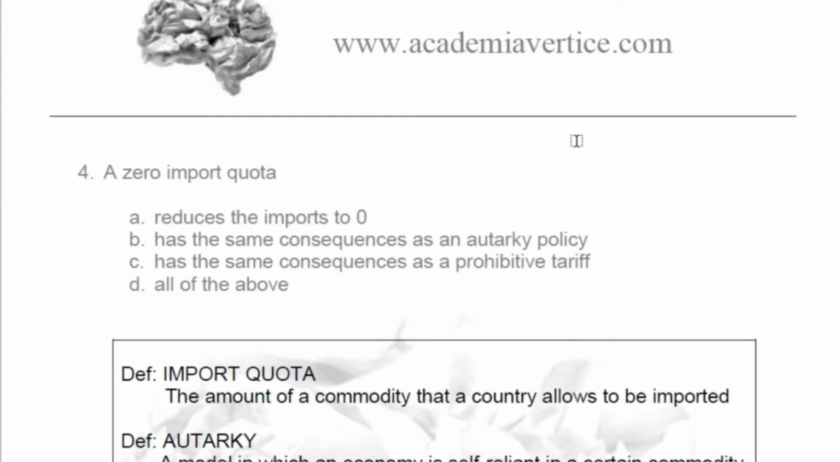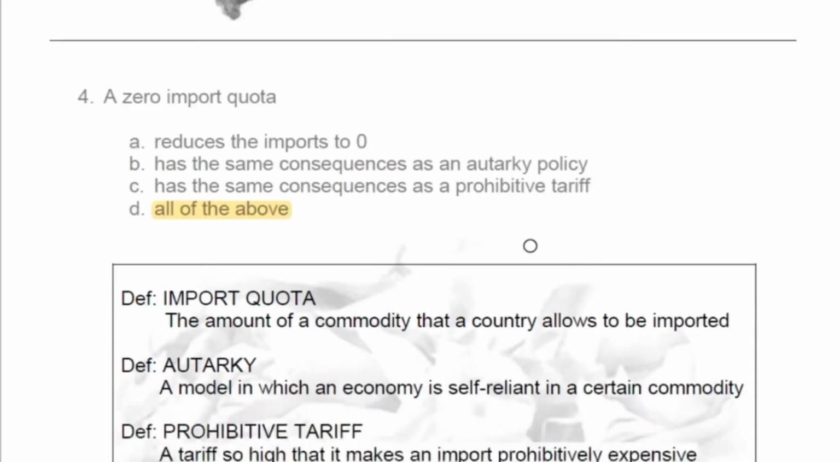So number 4, a 0 import quota reduces the imports to 0. Yes, of course. It has the same consequences as an autarky policy, of course, because at the end the country doesn't import anything because it doesn't allow it in this strange way. Yeah, it has the same consequences as a prohibitive tariff. Yes, a prohibitive tariff would have the same consequences. That is, at the end, a market closed to trade.